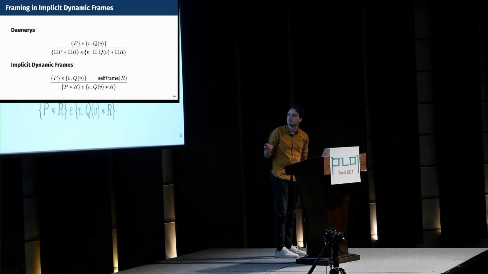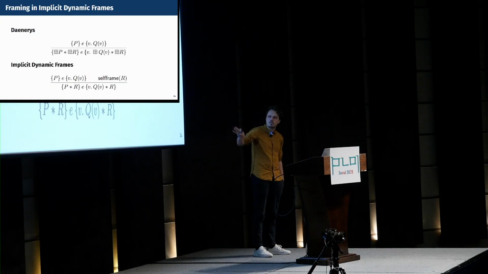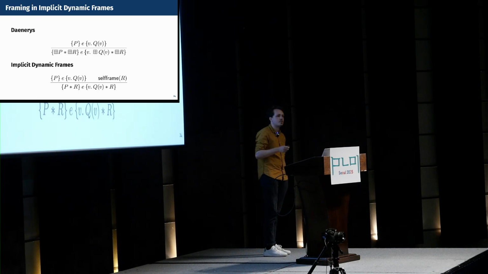Yes. So basically, I tried to write this down in a separation logic style to match the rest of the talk. But what you usually do in implicit dynamic frames is you separately, outside of the logic, assert that the proposition you want to frame is self-framing. And what we do in Daenerys, one way to think about it, is we internalize that notion into a modality that you can then have in a logic and pass around.